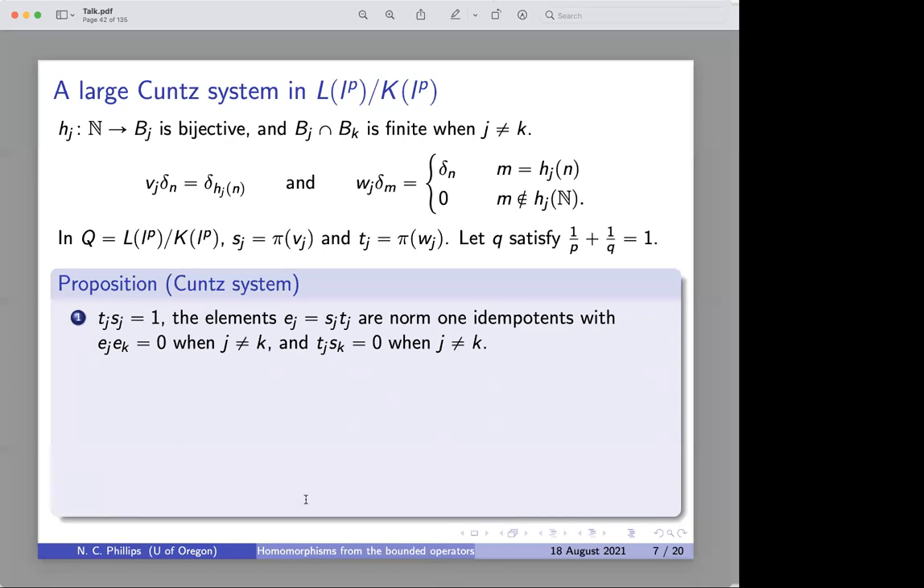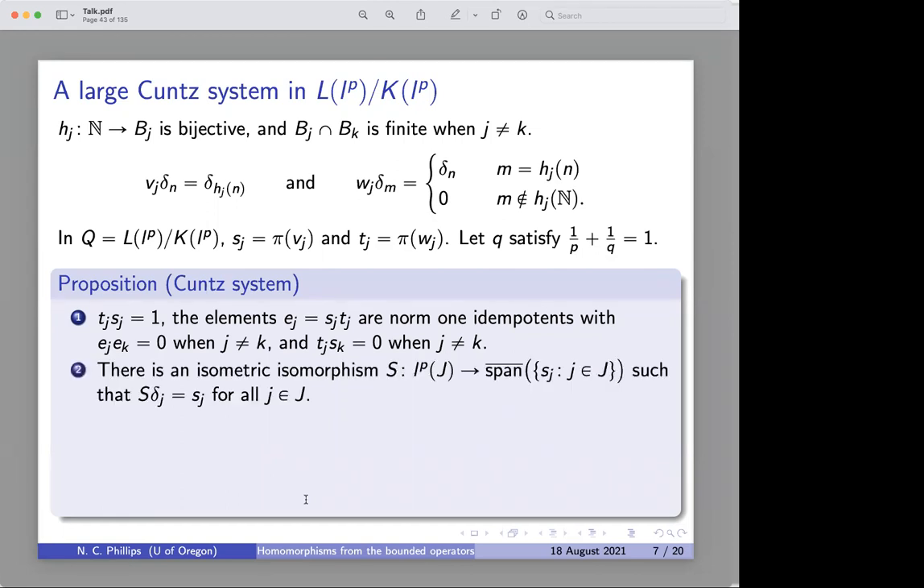But here, these elements Ej, which are Sj Tj, are norm 1 idempotents, which have product 0 for different indices. And in fact, a stronger condition. Well, this is equivalent in C-star algebras, but not obviously. So here, namely Tj Sk is 0 when j is not equal to k. There's uncountably many of them, remember that.